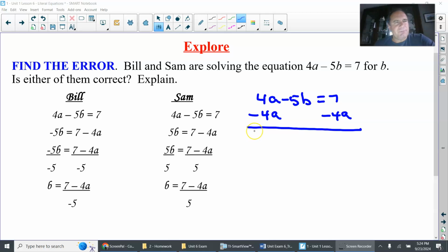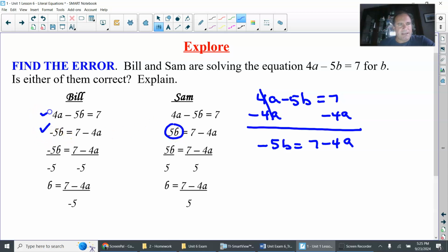With all of these problems with find the error, Bill and Sam are solving the same equation. So for B, is either of them correct? The first thing I would do if I'm solving for B is to subtract the 4A. So I would actually just go and see if either one of them made a mistake. And it seems that Sam did not put this 5B down as a negative. So while Bill has that correct, Sam did not. And that's the error.